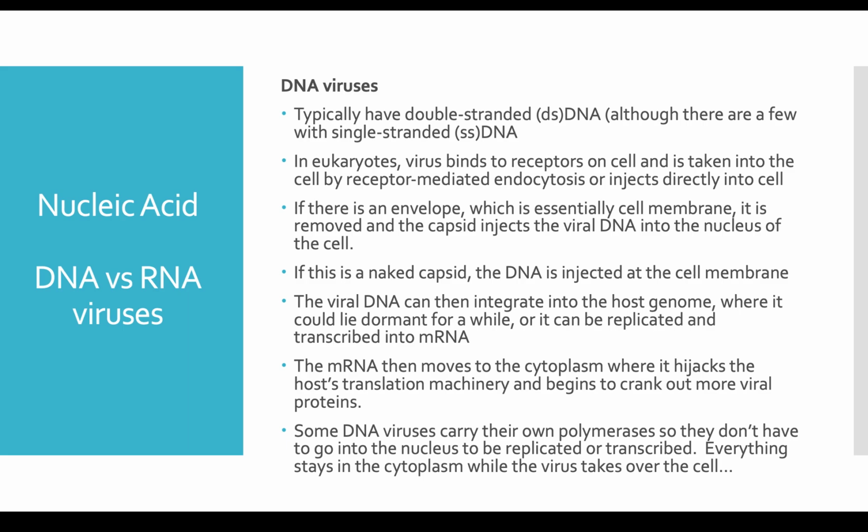Alternatively, a subset of viruses can bind to the surface of the cell and inject their DNA straight into the cell. If there is an envelope, when the virus enters the cell, that envelope is removed, and then the capsid can inject the viral DNA into the nucleus of the cell. Certain naked capsids can also bind just to the surface of the cell and inject straight there. So there's a variety of mechanisms by which the virus can get the nucleic acid into the cell.